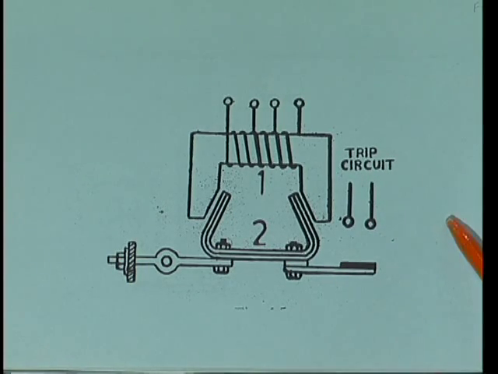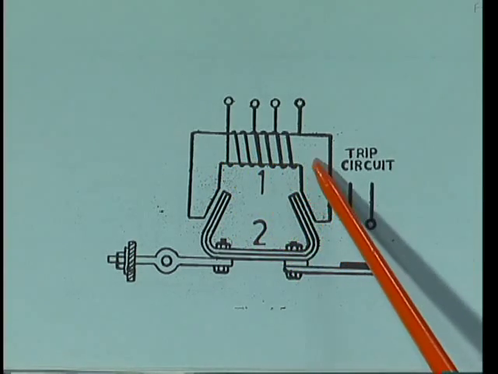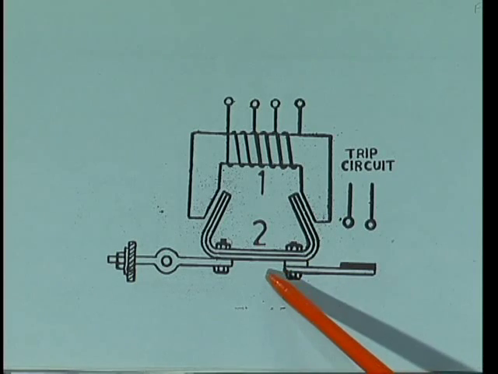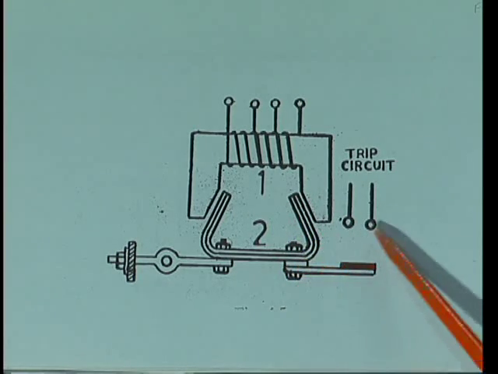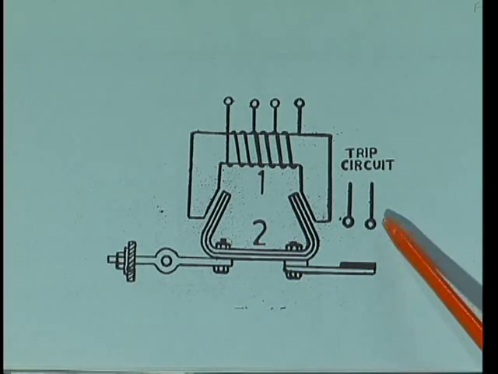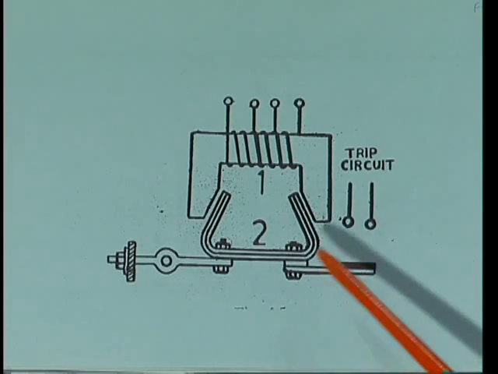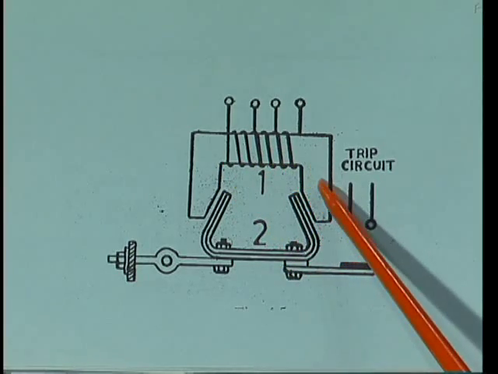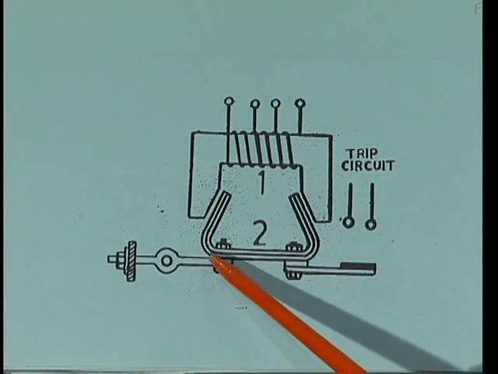And coming to its operation, under normal working conditions, the current flow in the electromagnet is not sufficient to attract the armature above. So under normal conditions the circuit is inoperative, but under fault conditions the current flow in the electromagnet is sufficient to attract the armature above.